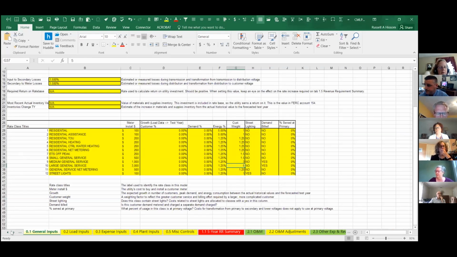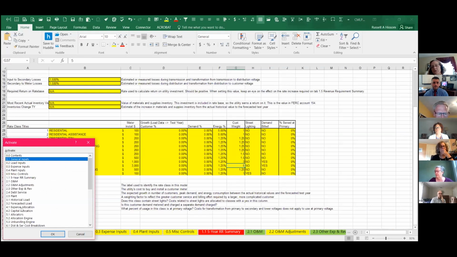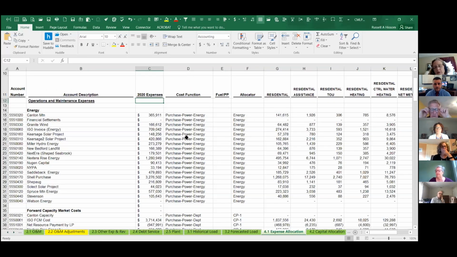Thank you. Russ, it's Wendy. So would you say our allocation is typical? I mean, right now you're putting a lot of 5 compared to a 1 on residential. Is that typical of what you would see in the industry?